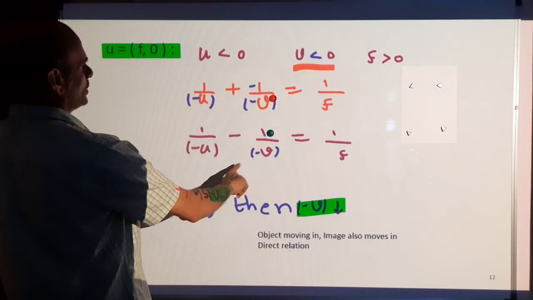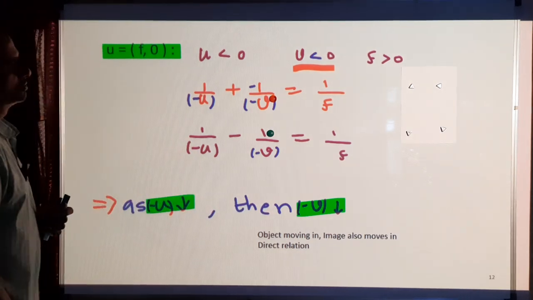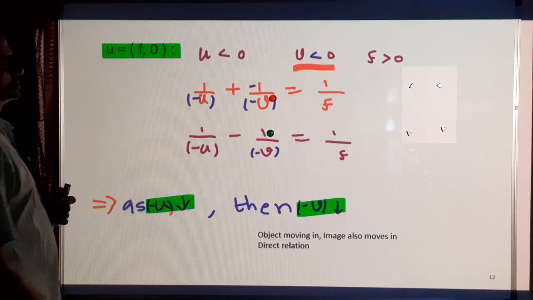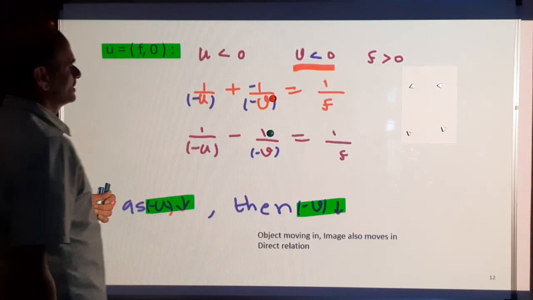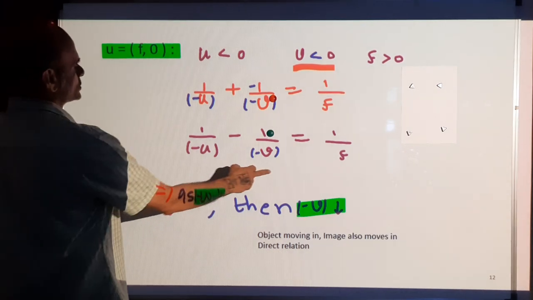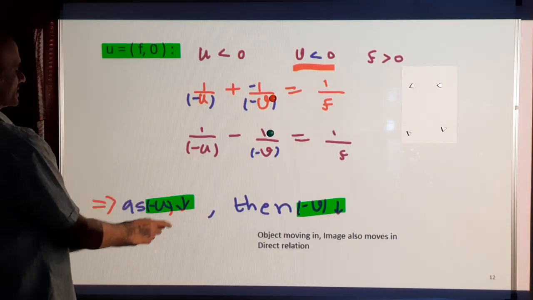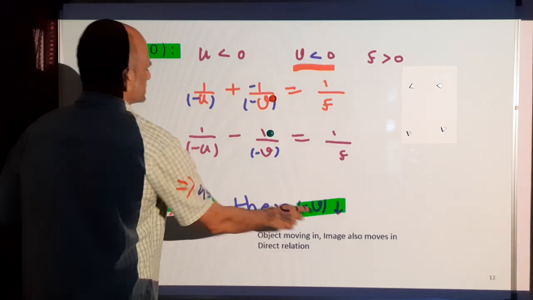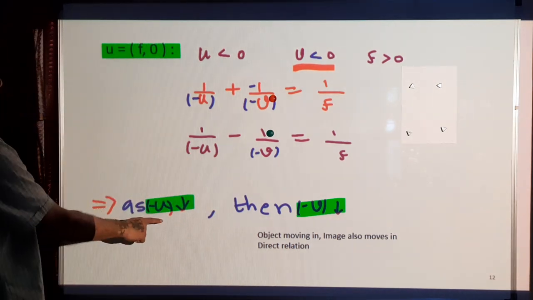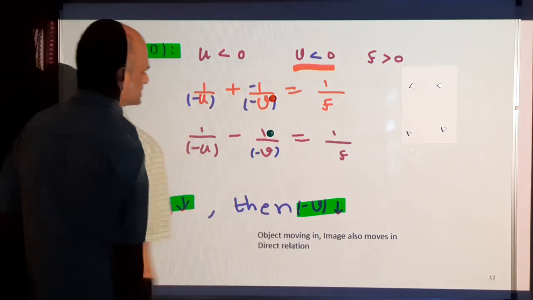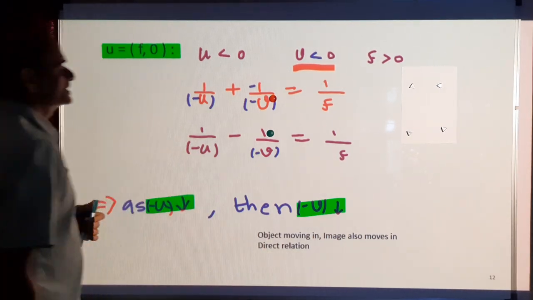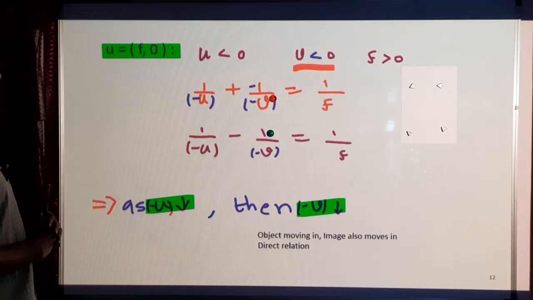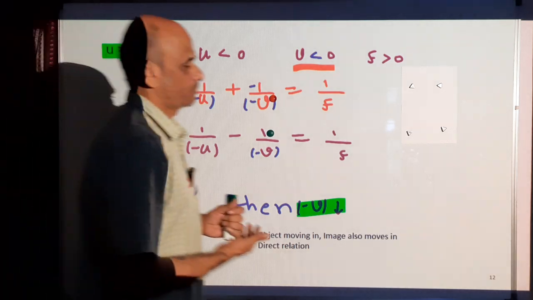difference of two terms is a constant. Focal length is a constant. So term 1 minus term 2 is constant. That means if term 1 goes up, this also should go up. When the object distance decreases, this term will go up. So even this term should go up. That means this image distance should decrease. So object distance decreasing means image distance also decreasing. So there is a direct relation between the object distance and the image distance after crossing the focal point.